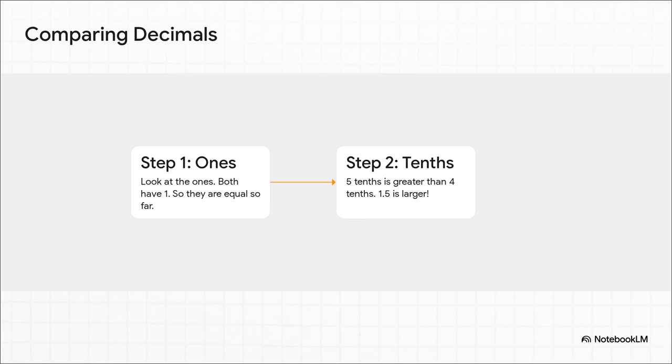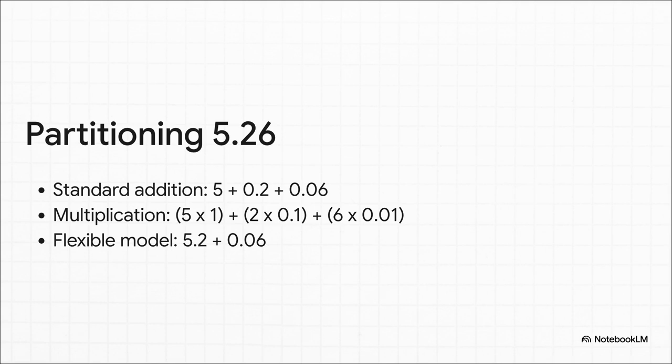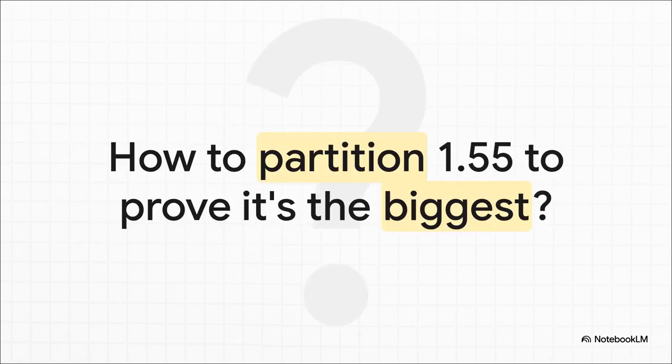Mind blown, right? Another totally amazing trick is partitioning, which is really just the act of splitting a value into smaller parts. If we take the number 5.26, we can break it down using standard addition as 5 plus 0.2 plus 0.06. We could use a multiplication equation, or even a flexible two-part model like 5.2 plus 0.06. So many options.